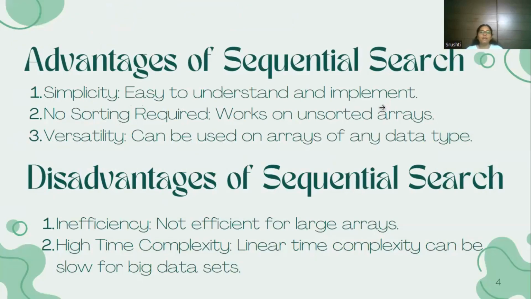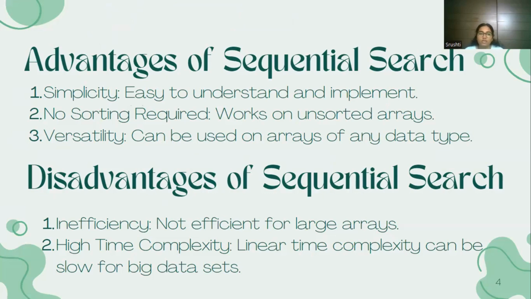Now let's learn some advantages and disadvantages of sequential search. First one is simplicity. It is easy to understand and implement. It does not require any sorting. No sorting is required. It works on unsorted arrays too, compared to binary search. Versatility. It can be used on arrays of any data type. That means you can use float or int or double, anything.